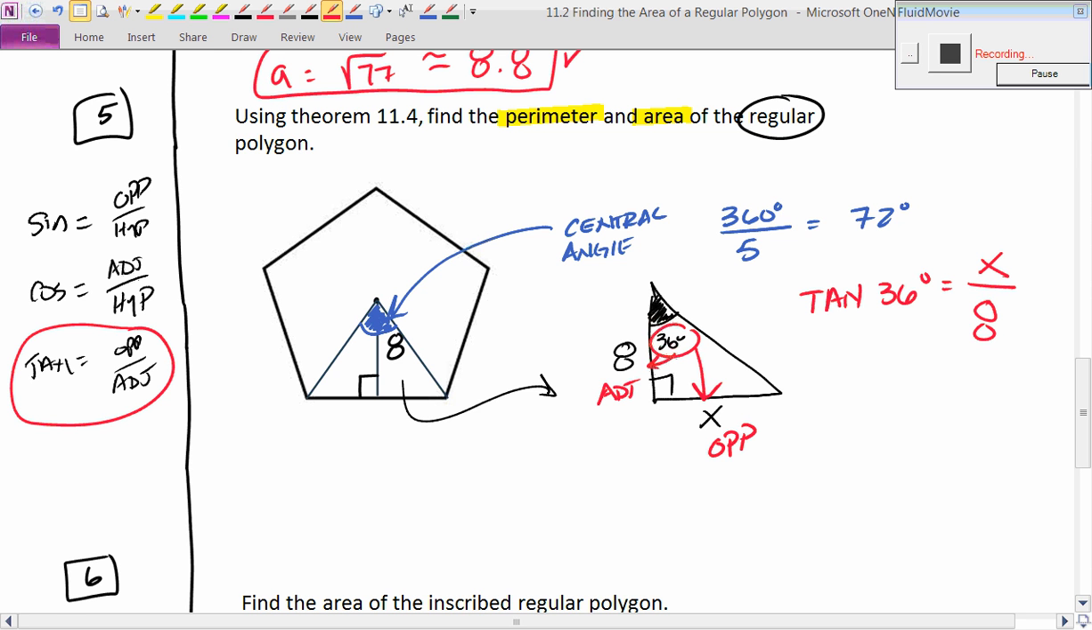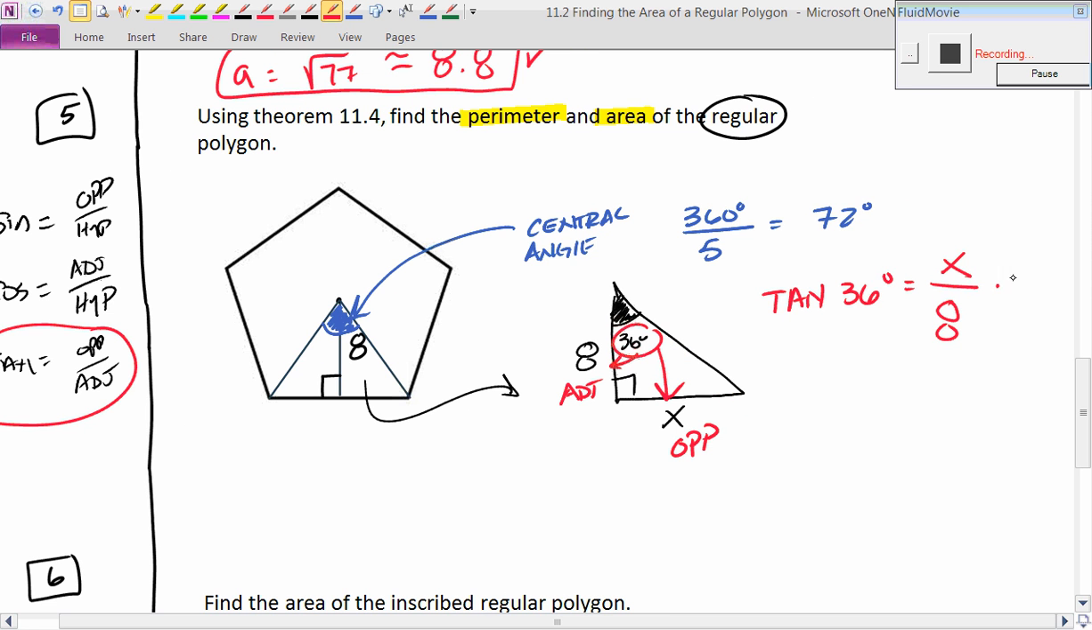Everyone see where I came up with that? You got to use a little bit of trig sometimes in these. So the tangent of 36 is x over 8. My goal is to solve for x, so I'm going to multiply both sides by 8. Cross out. Multiply by 8. So x equals 8 times the tangent of 36 degrees. So we need a calculator for that.